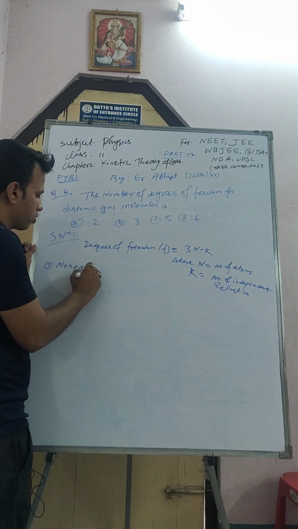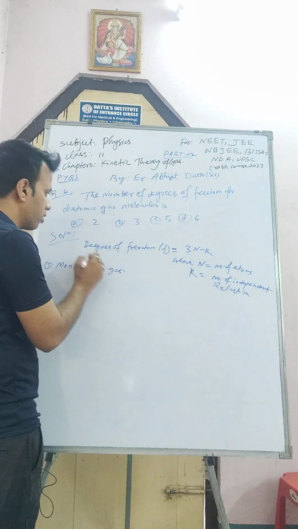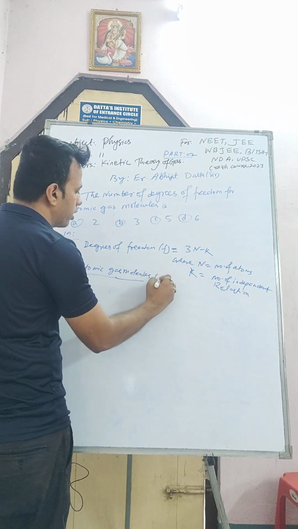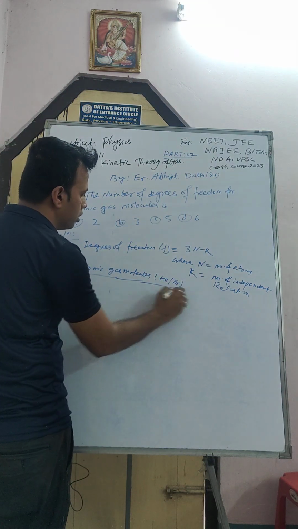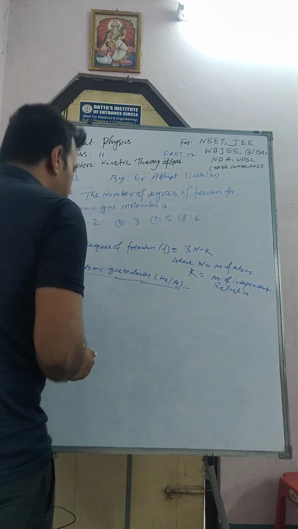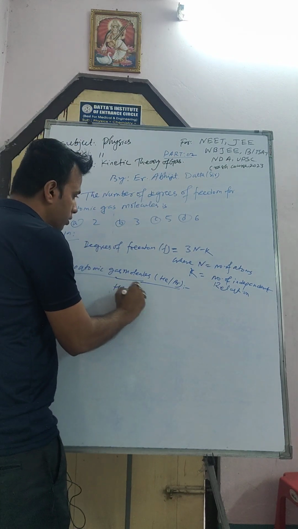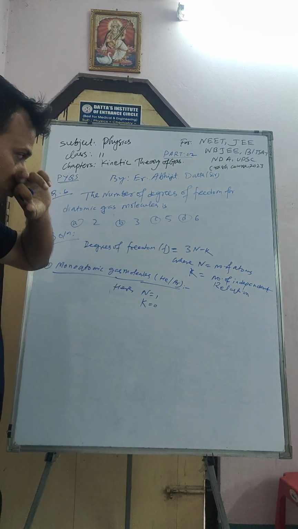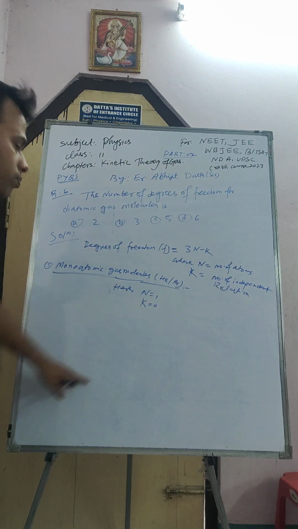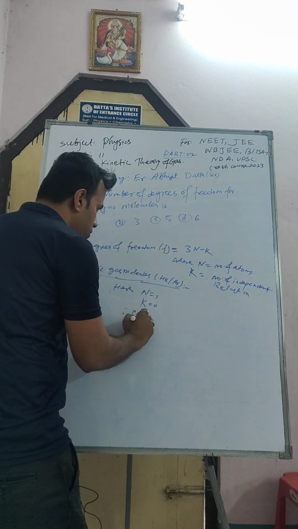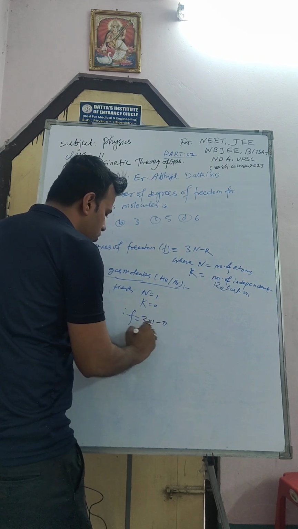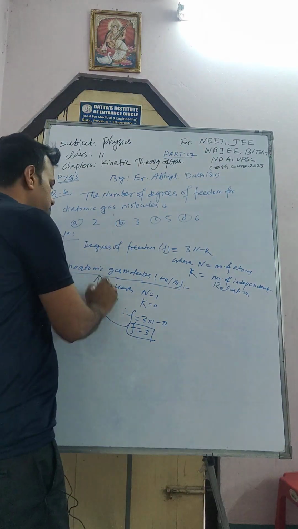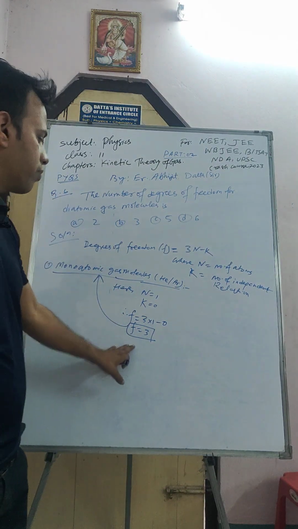Monoatomic gas molecules are such as helium or argon. Here n is equal to 1, the number of atoms is 1, and k, the number of relations, is 0. So F equals 3 into 1 minus 0. So the degrees of freedom for a monoatomic gas is what, sir? 3. If they ask for a monoatomic gas, you have to remember F is 3.